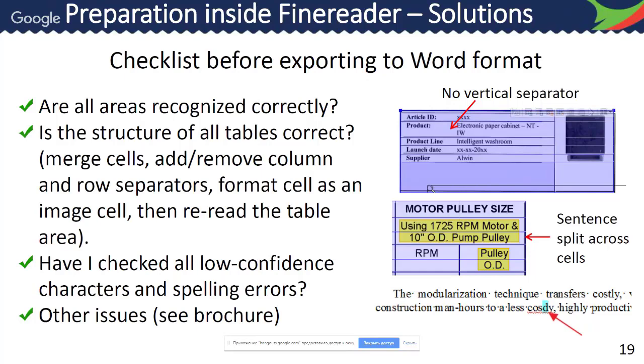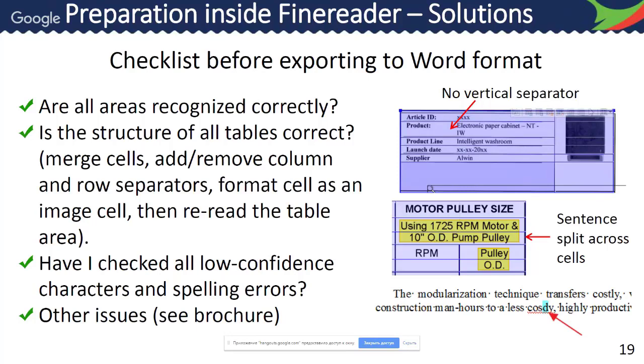Is the structure of all tables correct? You may need to merge some cells, add or remove column and row separators, or format a cell as an image cell. This is done using the table toolbar. For example, on this slide, we can see a table with a missing column separator and another table where one sentence is split among two cells. After you modify the table structure, make sure to use the read command for that particular table again, otherwise some text will not be recognized.